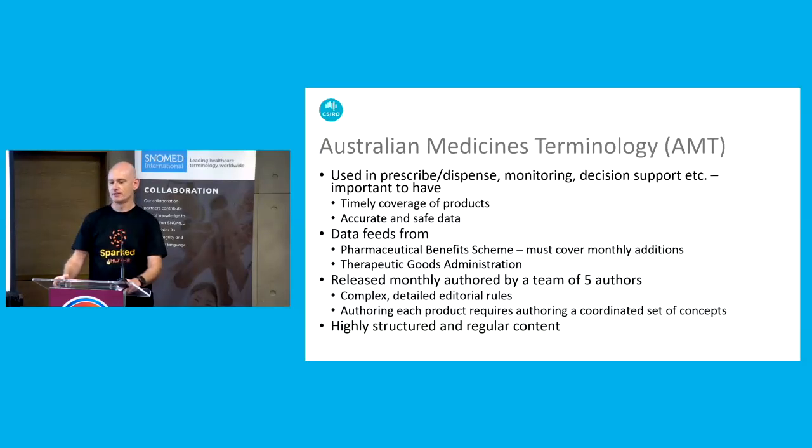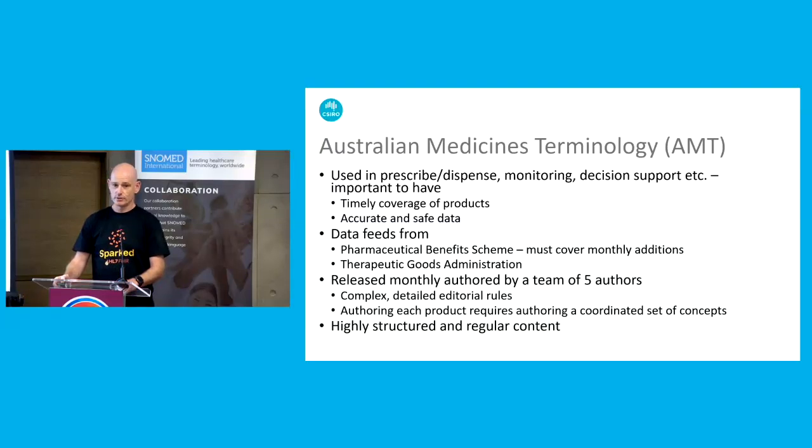So AMT is our Australian National Medicines Terminology. It's used in a variety of ways in production for prescribe, dispense, real-time prescription monitoring, a number of use cases. So as you can imagine, it's important for it to have the coverage that it needs of all of the products that are being prescribed and need to be prescribed and dispensed, and that's timely, and that the content obviously needs to be accurate and safe. So those are really the two paramount parts of developing AMT.